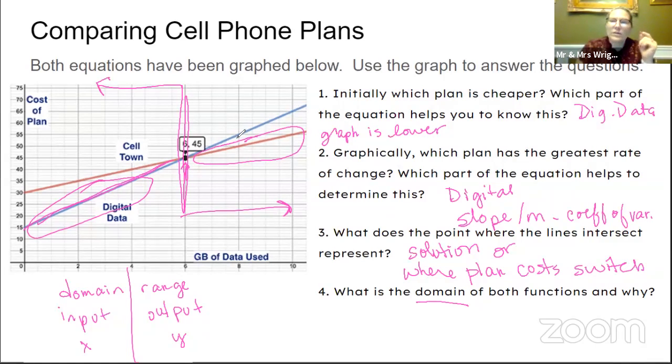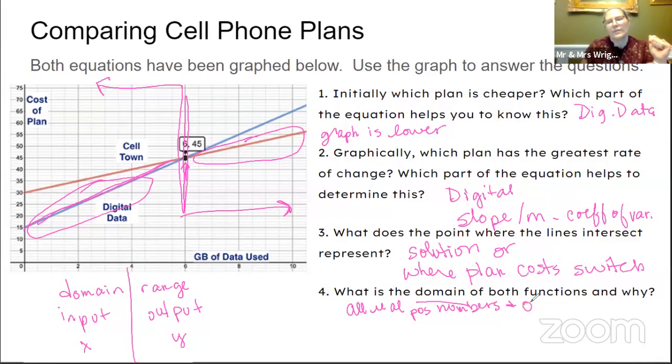Is there a lower limit? Is there a limit below which you cannot use any less data? Well, you can't use any less data than 0. You cannot use a negative amount of data. You can't use -2, -7, -4.5. You can't use that amount of data. So it's going to be all real positive numbers and 0.